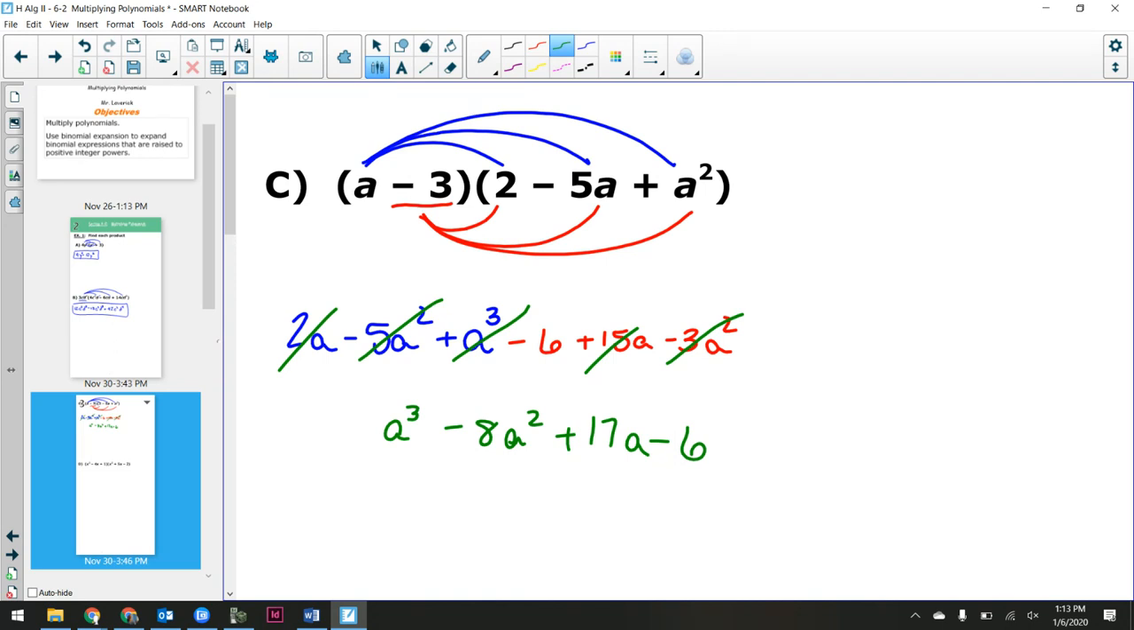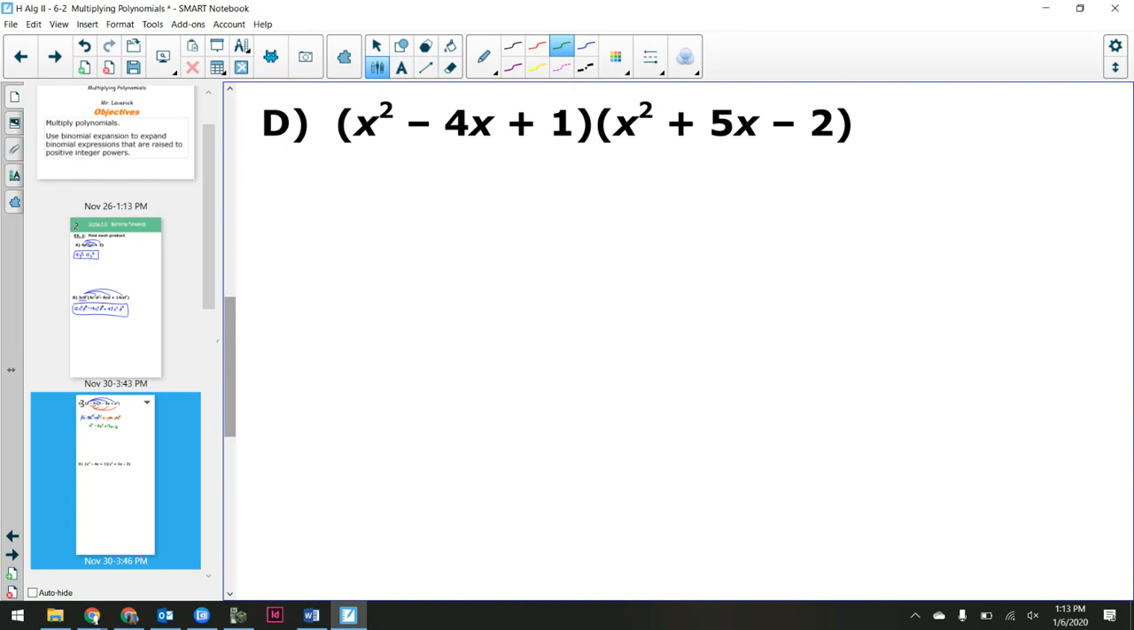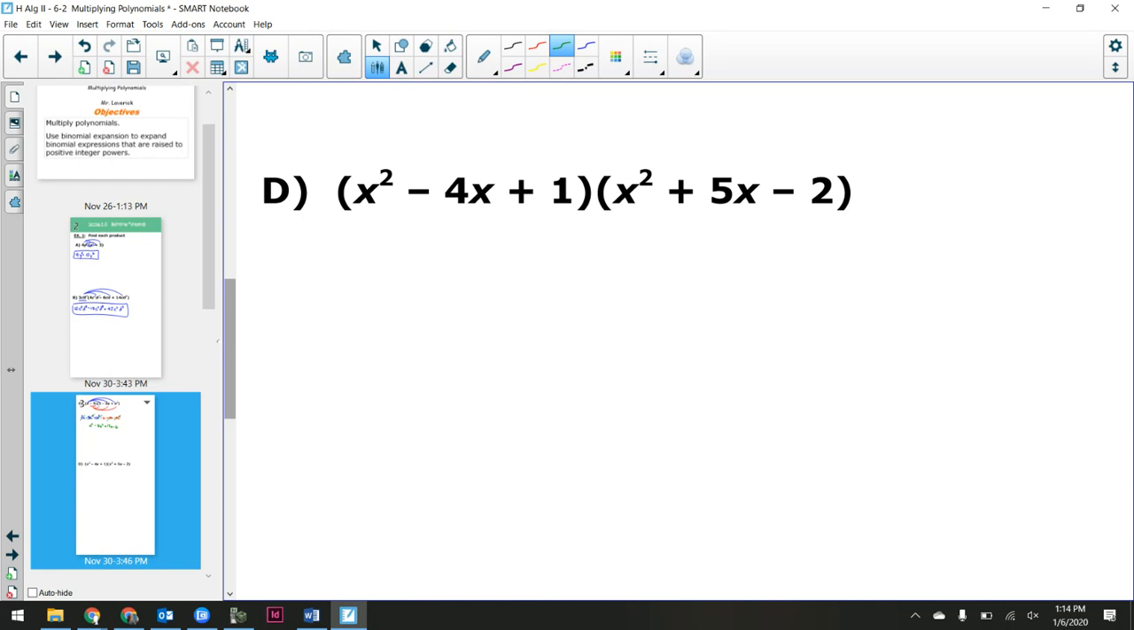Okay, so let's keep expanding it. Because no matter how many times, all I'm going to do is the distributive property. So if I have a trinomial times a trinomial, all I'm going to do is the distributive property. I had 2 terms to distribute in before. I now just have 3 terms.